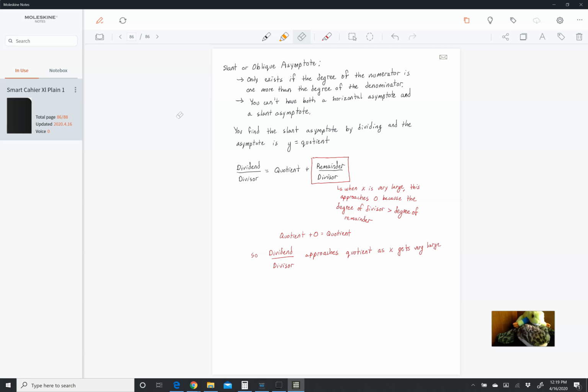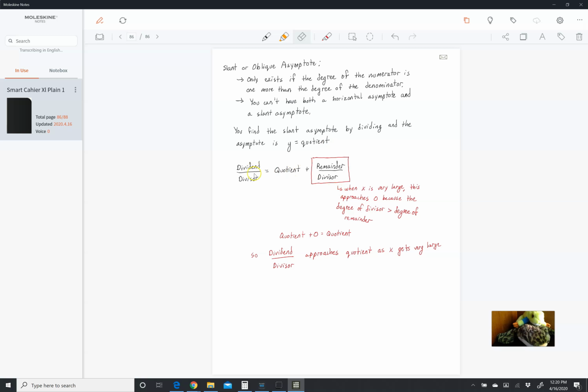Okay, let me explain that one more time. We know that in any function f of x, the dividend over the divisor is equal to the quotient plus the remainder over the divisor. We've talked about this a lot when we were doing long division and remainder theorem, factor theorem. So here what we're saying is that the degree of the remainder is less than the degree of the divisor. Now, if that's true, then we know that when x gets very, very large, this approaches 0. We know that from everything that we talked about with the horizontal asymptotes.